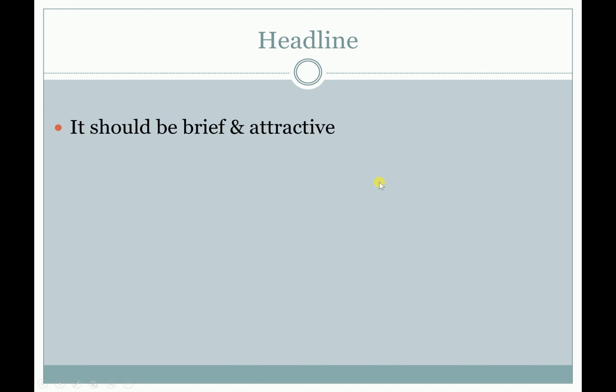And now we will discuss the headline briefly. So how will you construct a headline? Headline should be brief and attractive. Headline should be eye-catching, and headline could not be lengthy, could not be a long sentence. It should be brief.